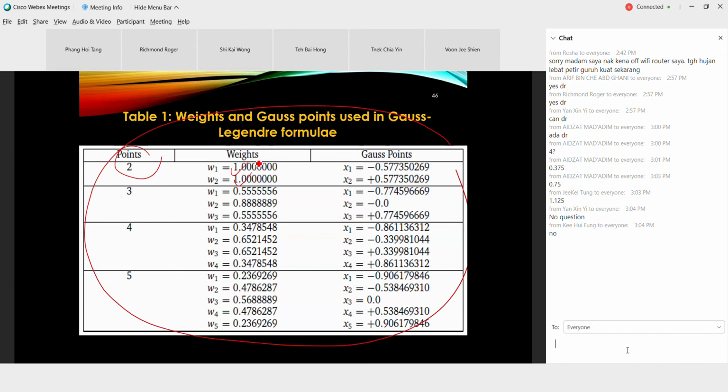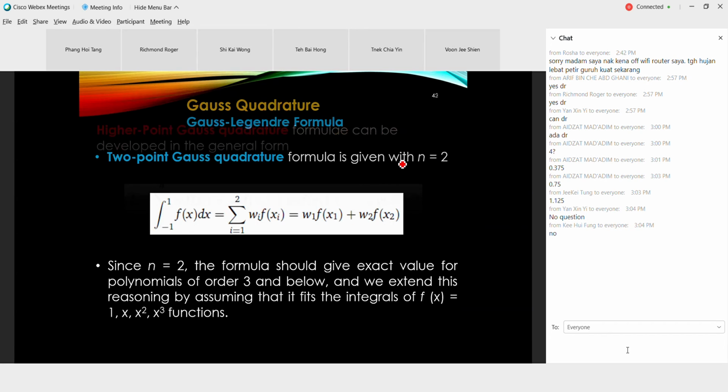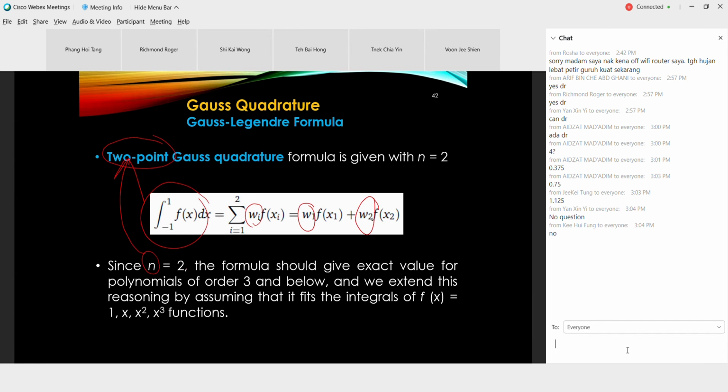Okay, you kali satu-satu je, so no meaning salah. And then your x value, x1 value that you need to change is a minus 0.577. For x2 is a positive 0.577. Where is the value that you need to change? Here. You nampak tak ni? Ini kan? Nampak ni kan?